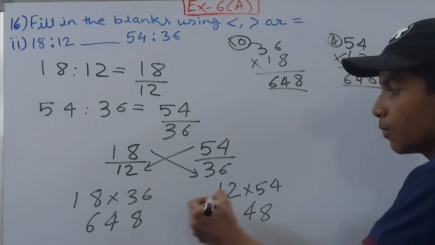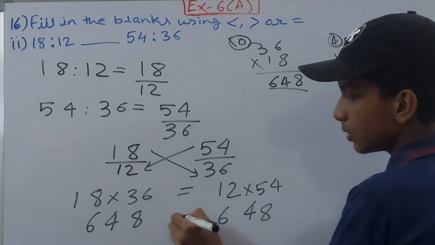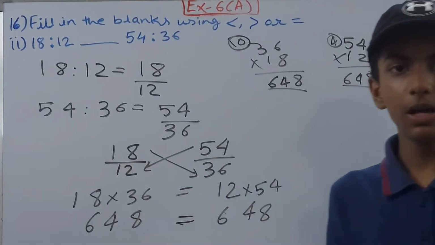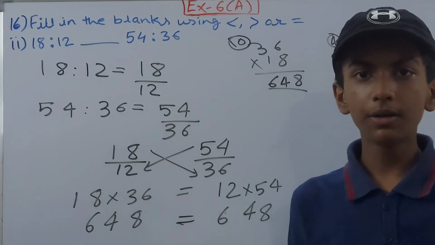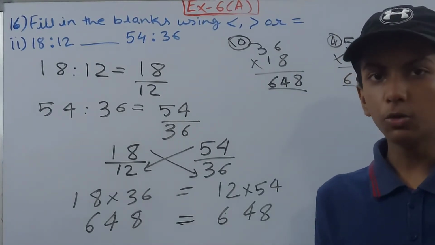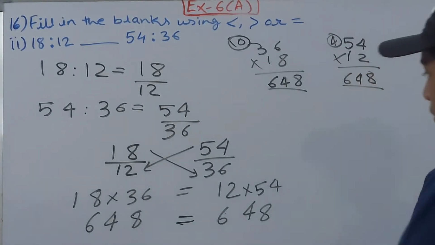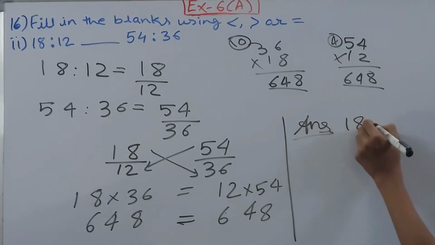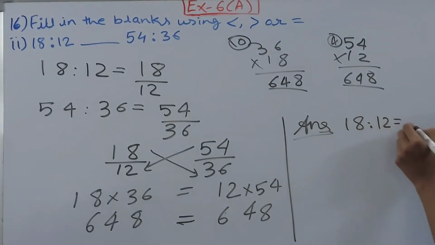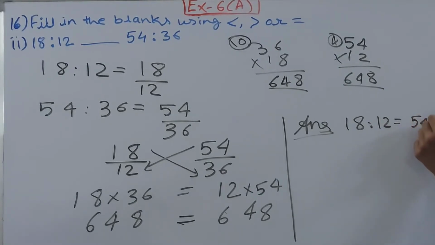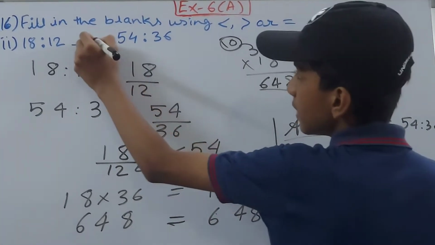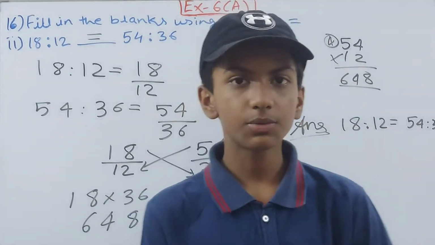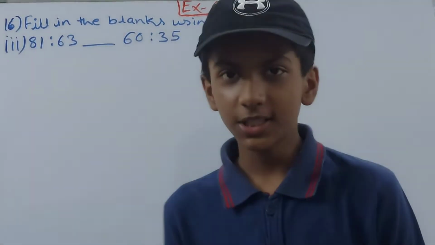So you see here that this is equal and this is also equal, and in such cases when our products are equal, then both of our ratios and the fractions, both of them are equal. So simply you can write the answer here as 18 is to 12 is equal to 54 is to 36, and you can write this here in the blank as well. Alright, let's move on to the next part.